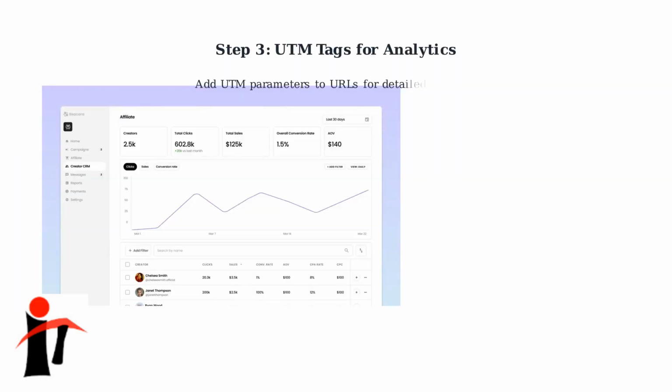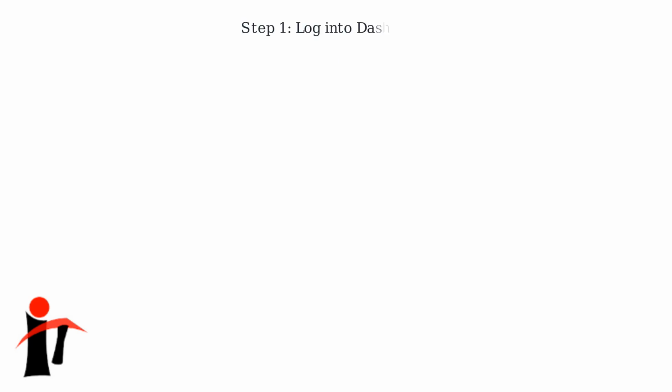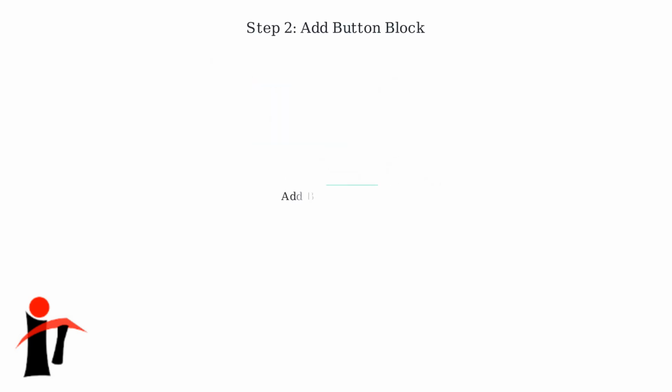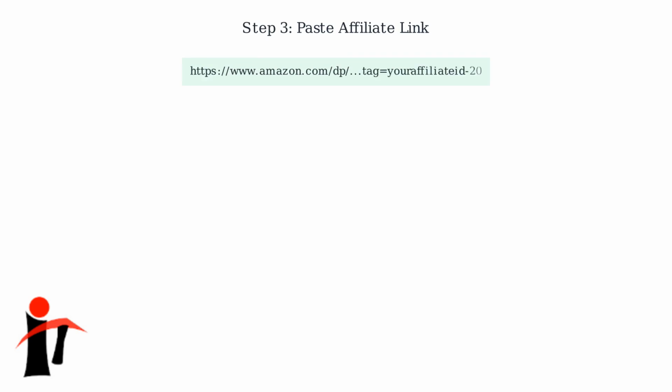Finally, use UTM tags for detailed analytics. Add parameters like UTM source equals beacons to your affiliate URLs. This helps track performance in tools like Google Analytics. First, log into your Beacons.ai dashboard. Click Add Block and select Button. Paste your affiliate link, like an Amazon product link with your affiliate ID.